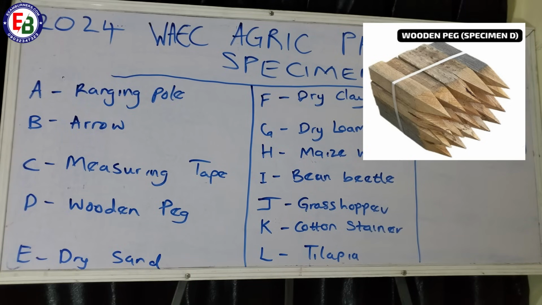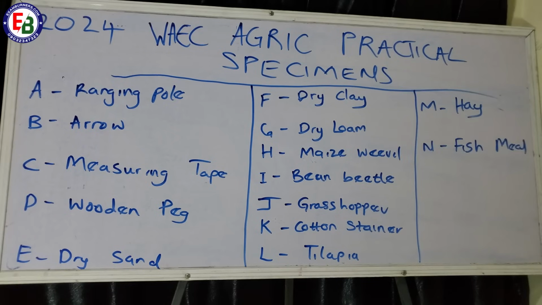Then another question under wooden peg, they can ask you to state 2 uses of wooden peg. It is used for marking points. That is number 1 use of wooden peg, specimen D. Another use is that it is used for tying ropes in making straight lines. So when you want to make straight lines on the farm, you can use specimen D to tie ropes. So I'll give you 2 uses of specimen D: use in marking points, use in tying ropes in making straight lines.